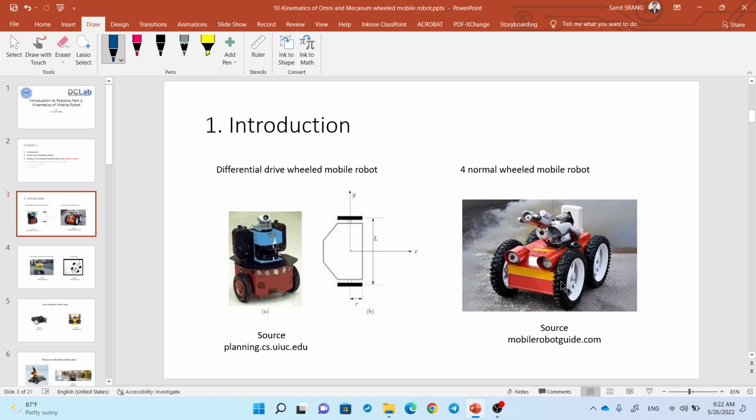And this picture is a very common robot as well. It has four wheels, and sometimes you may use just two actuators. Then its kinematics is much like a differential drive wheel robot. Of course, not exactly the same, but because it only has two wheels with actuators, more or less the kinematics is very similar. But sometimes people may also use four actuators on the wheels to have more power.